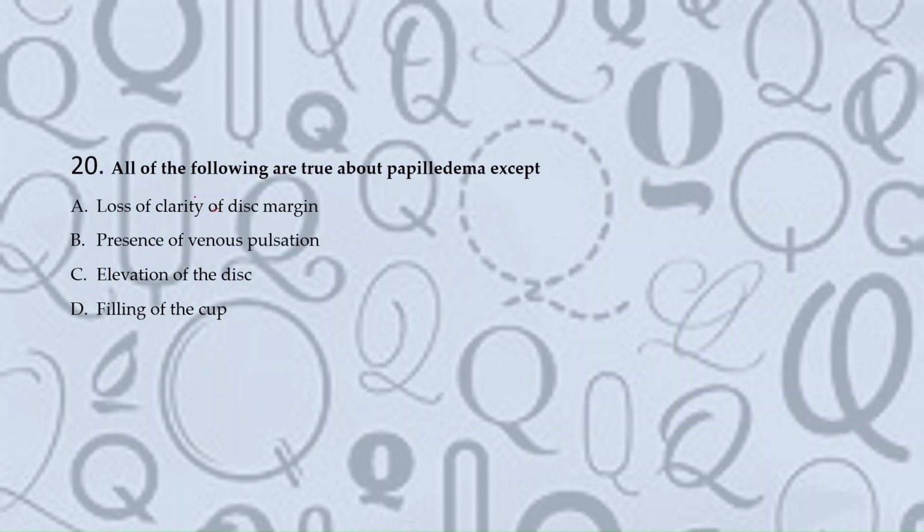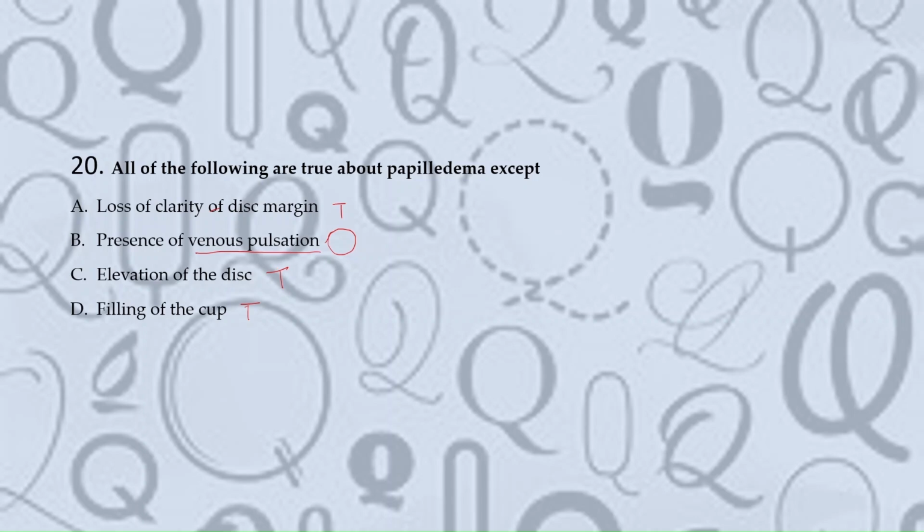Next question. All of the following are true about papilledema except: loss of clarity of the disc margin, this is true. Presence of venous pulsations, I will discuss this. Elevation of the disc is expected, and filling of the cup is expected. So the right answer here is venous pulsation. Why is venous pulsation lost?